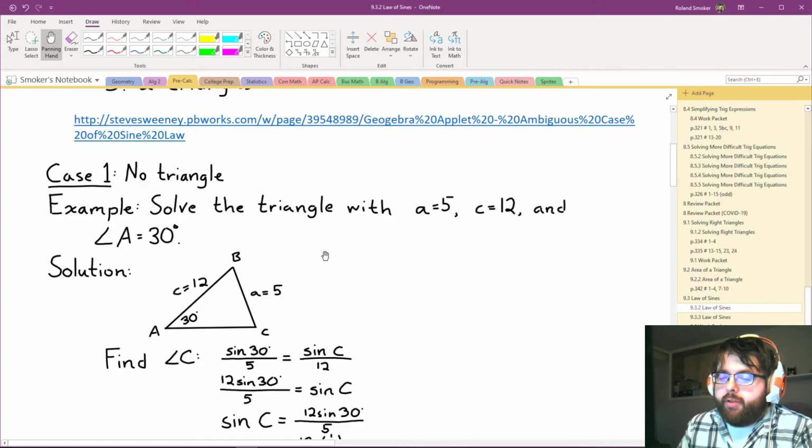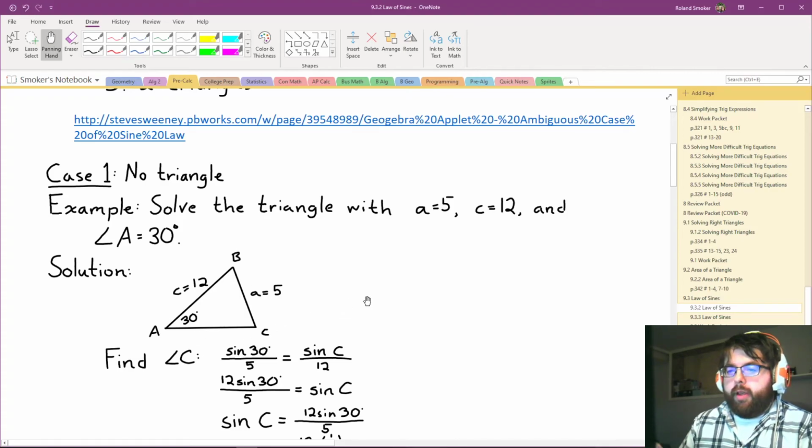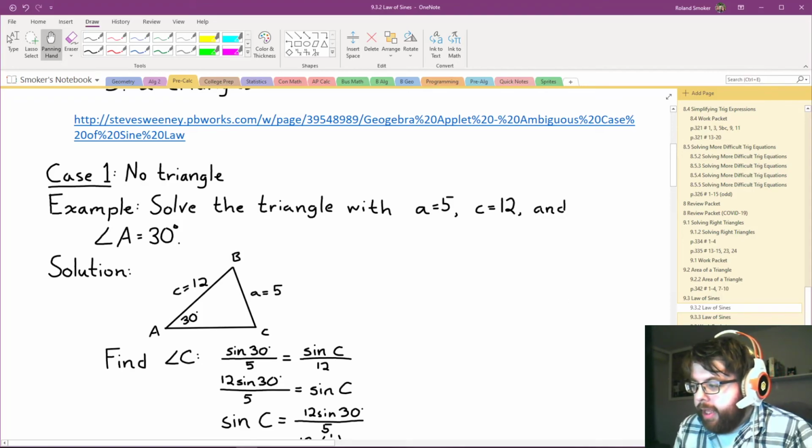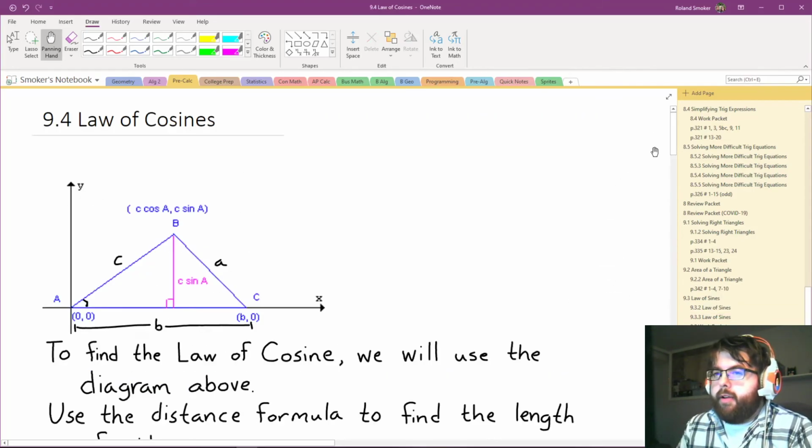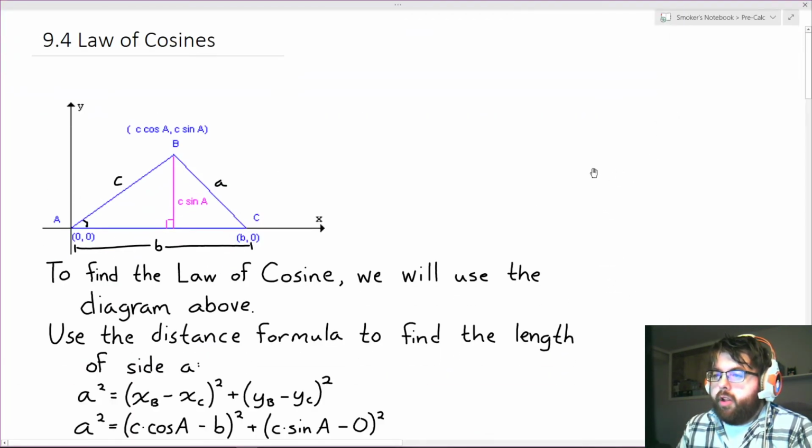The other thing they can give us that we can't use law of sines for is if they give us all three sides. If they give us all three sides and no angles, that is a solvable triangle that we can do, but not with law of sines. And that's where we find ourselves with law of cosines.